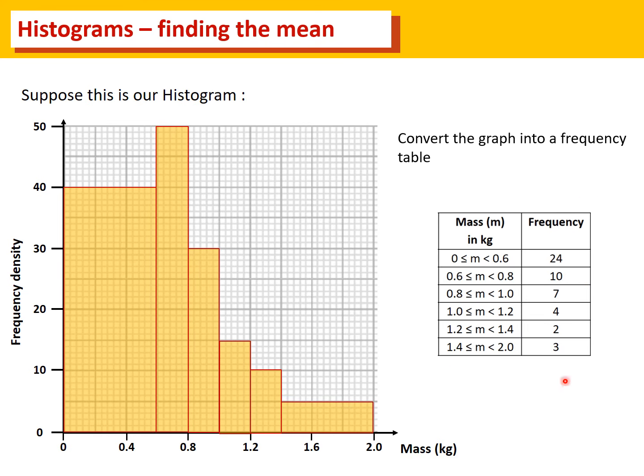So once we convert the histogram back into a grouped frequency table, then finding the mean is finding the mean from a grouped frequency table. Now, I'm not going to go through that in the video because you will have it there already, but you need the mid-interval value. So you use the mid-interval between 0 and 0.6, and that's 0.3, 0.7, 0.9, etc., along with those frequencies. Okay, so that's how we find the mean from a histogram. We convert it back into a grouped frequency table, and then it becomes finding the mean from a grouped frequency table.